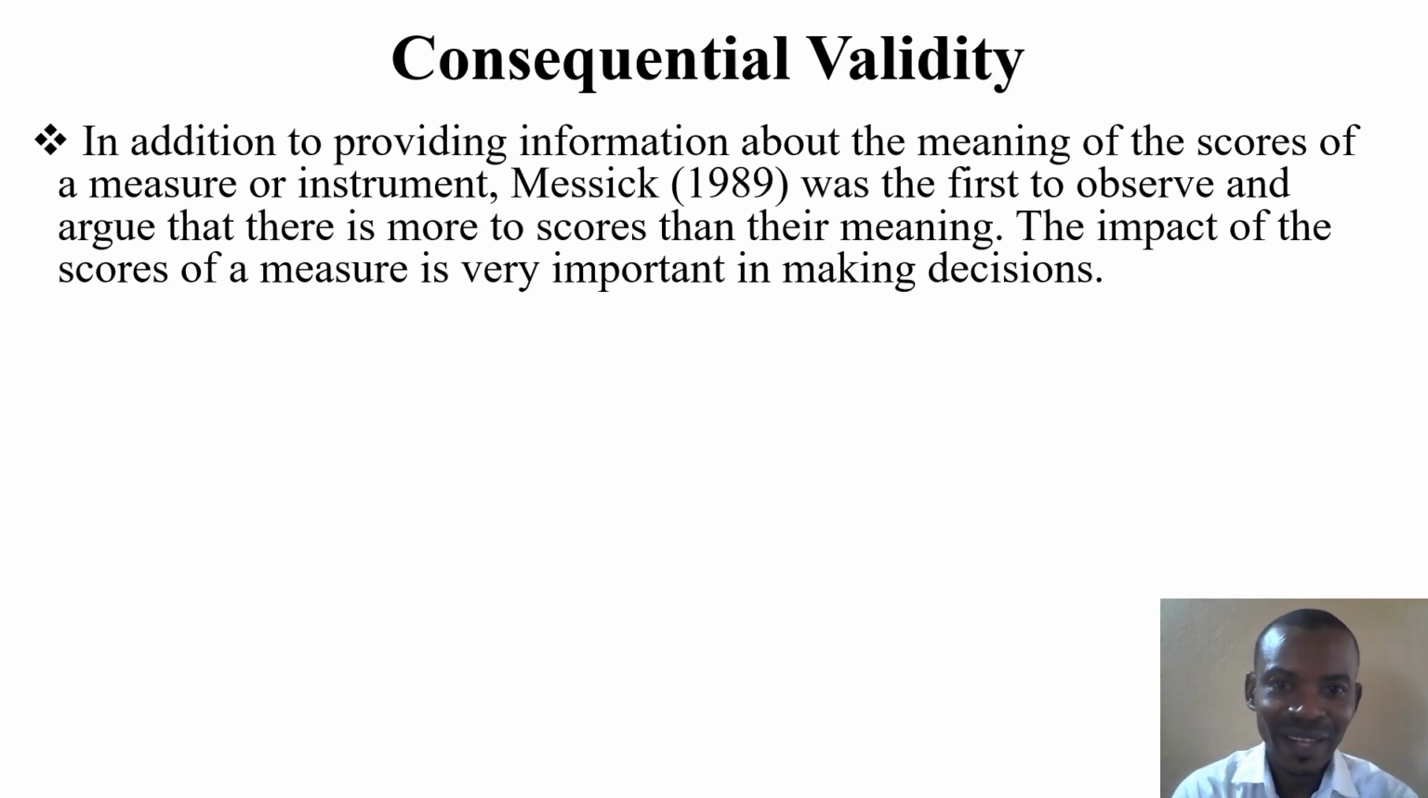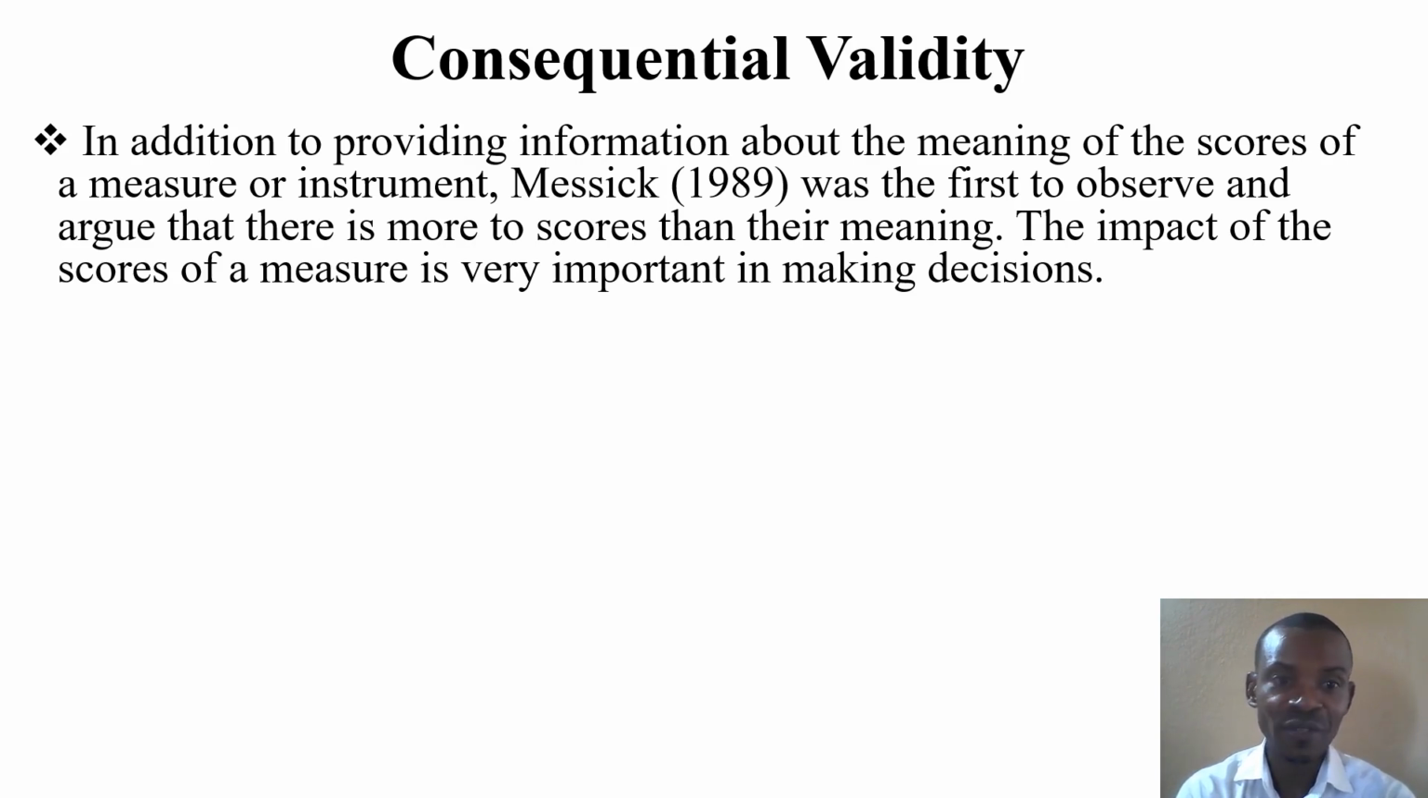All right, the last aspect of validity to be discussed here is the consequential validity. Face validity, content validity, criterion validity, and construct validity, they all seem to establish the meaning of scores about an instrument, but in reality, providing information about the meaning of scores of a measure or an instrument is not enough. According to the scholar who first brought this type of validity into existence, there is more to scores than their meaning.